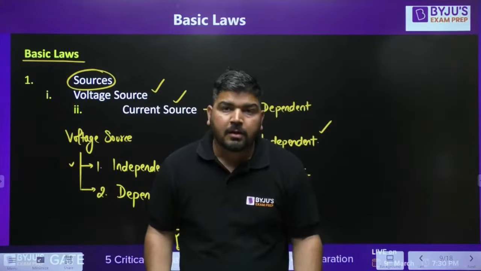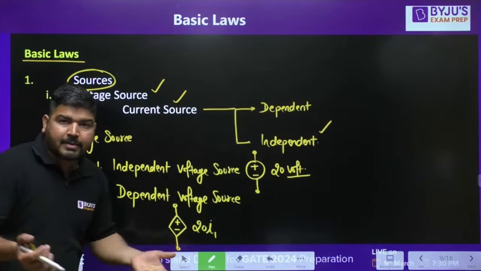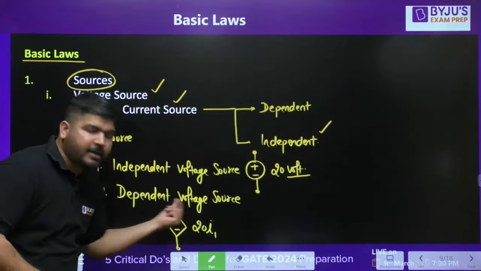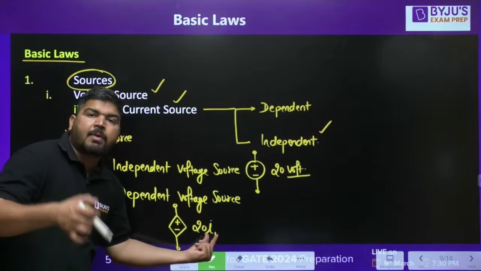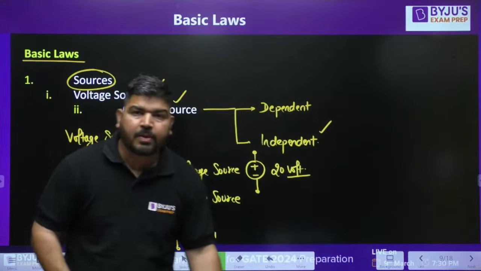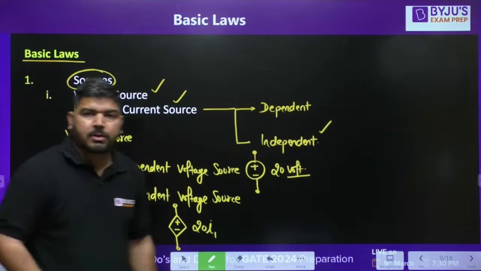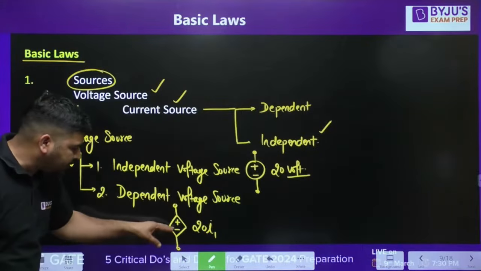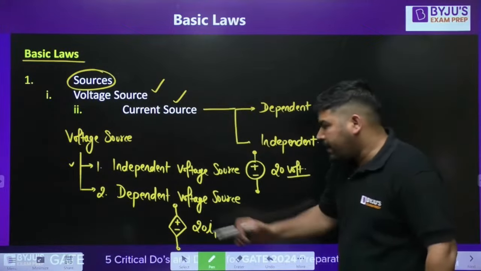Which branch current? There might be many branches in a circuit. Let's say in some circuit there is a dependent source connected, and that source's value is dependent on I1. I1 is one of the many branch currents in that circuit, so the source depends on that branch current. So we call it a dependent voltage source. The upper point is at higher potential, lower point is at lower potential.